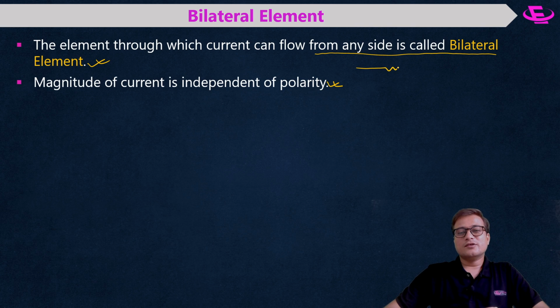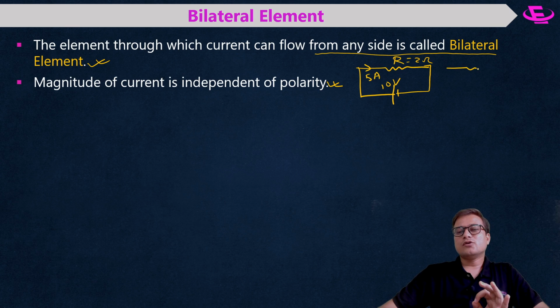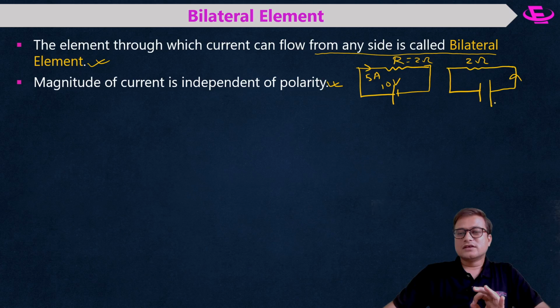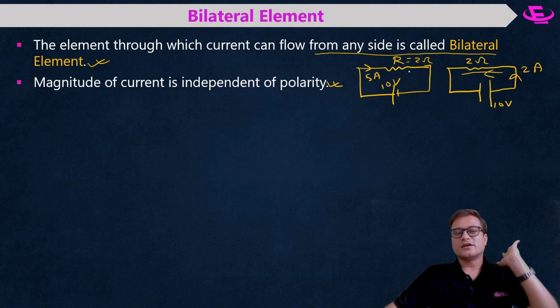What does it mean? Suppose you have a resistor, its value is 2 ohm. You connect a battery of 10 volt like this. What will happen? 10 by 2, 5 ampere of current will flow through the resistor. Again you take the same resistor of 2 ohm, and this time you connect the battery in the reverse direction. Again this is 10 volt, so again there will be a current of 5 ampere, this time from right to left. So the magnitude of current is not changing with change in polarity.